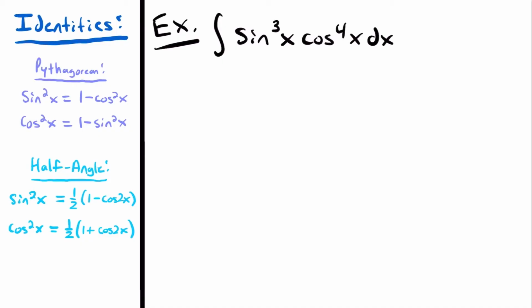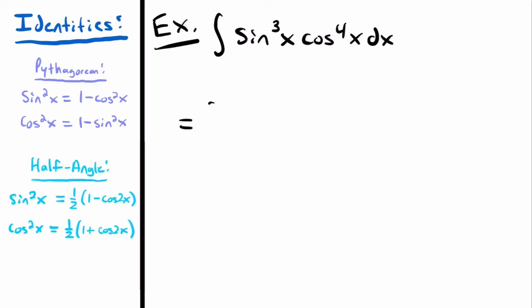In this case, sine is to the power of 3, which is an odd number, and cosine is to the power of 4, which is even. And so in this case, we want to split up sine cubed x to be sine times sine squared, which will allow us to use one of our identities. And so let's do that.